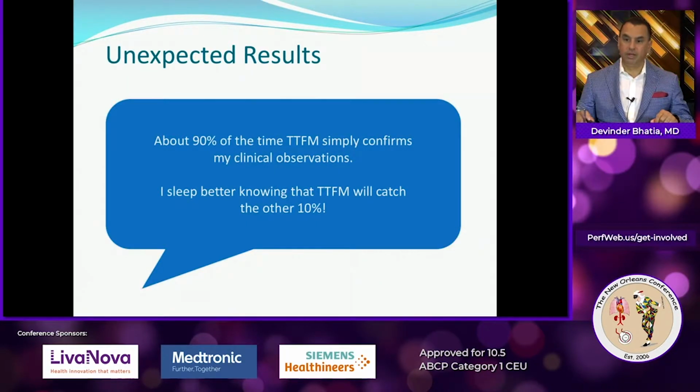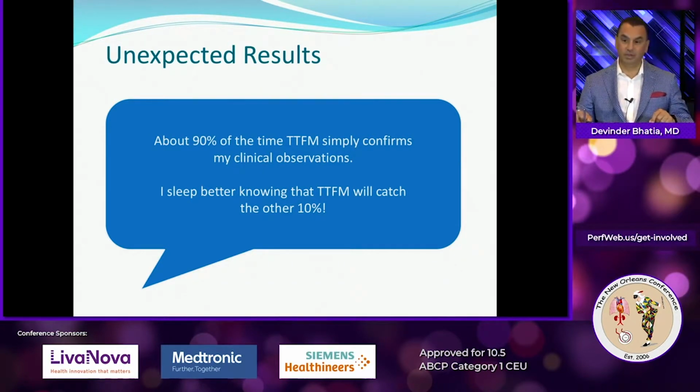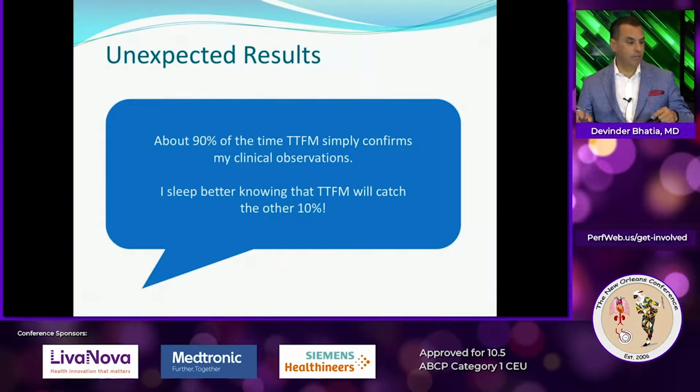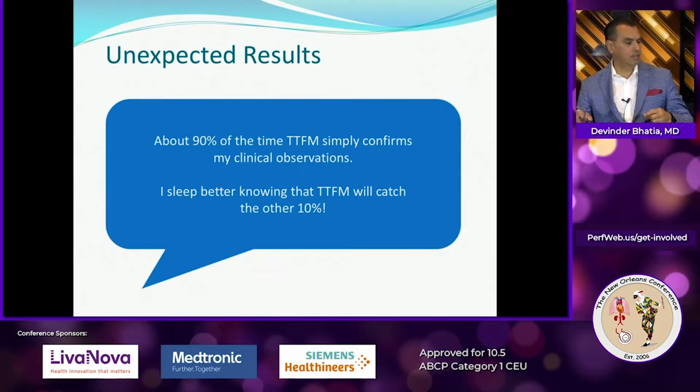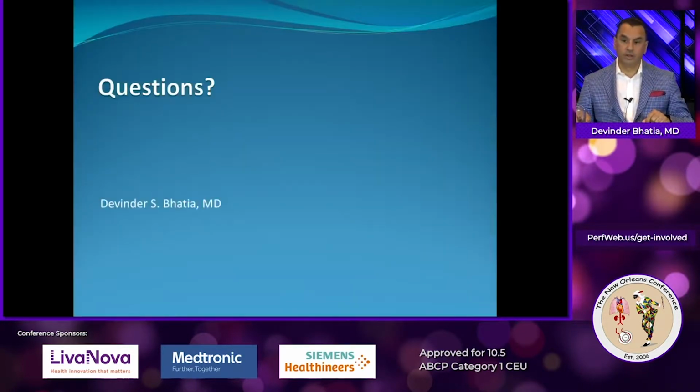But about 90% of the time, the flow probe just confirms that we have a good outcome. And I sleep better, and I think most surgeons would sleep better, knowing that if you can catch 8 to 10% of bad outcomes, bad anastomoses, or reasons that cause bad flow in these bypass grafts, and you can do something about it, you've obviously helped that patient. So that pretty much ends my talk, and I'd certainly be happy to answer any questions.